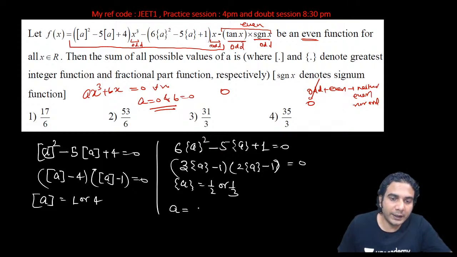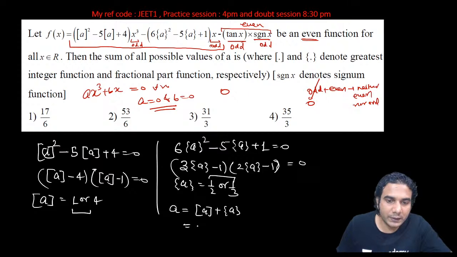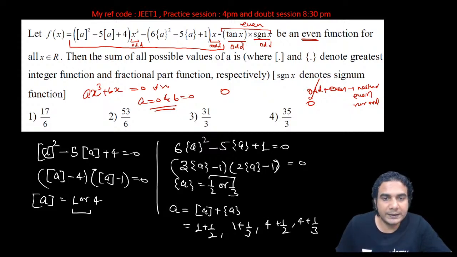Now what is your a? A is greatest integer of a plus fractional part of a. So you have two options for the greatest integer and two options for the fractional part. So let's write all combinations. 1 plus 1 by 2, 1 plus 1 by 3, or 4 plus 1 by 2, or 4 plus 1 by 3. So these are the options.